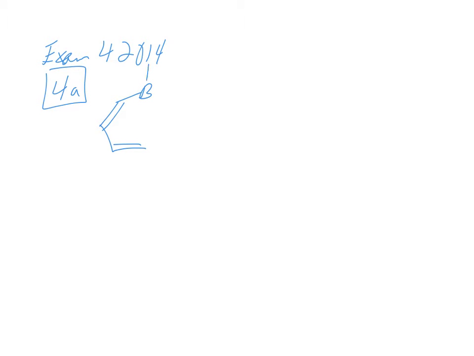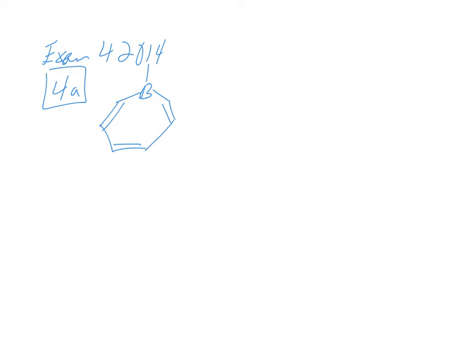So sticking with exam 4 from 2014, we're going to do 4A first. So we'll take a look at this. The question is, determine if the following compounds are aromatic, anti-aromatic, or non-aromatic. First you need to know, how do you know if something's aromatic? What are the 2 requirements for aromaticity? Uninterrupted pi system, that's planar.